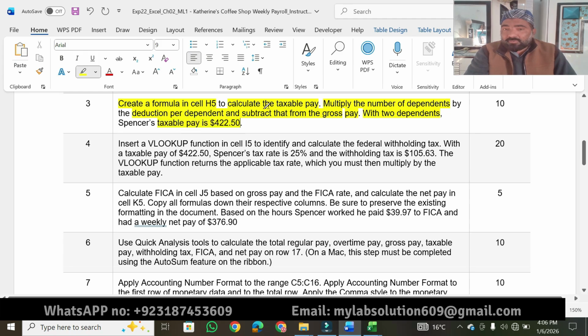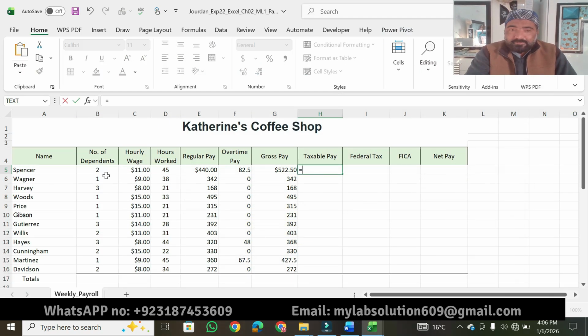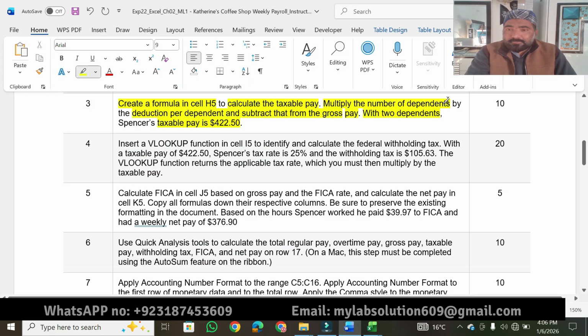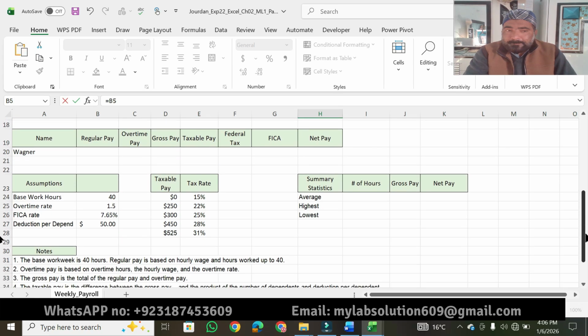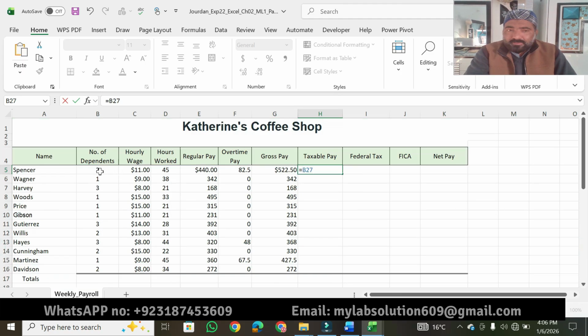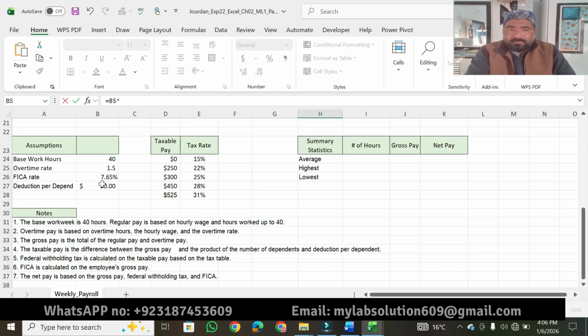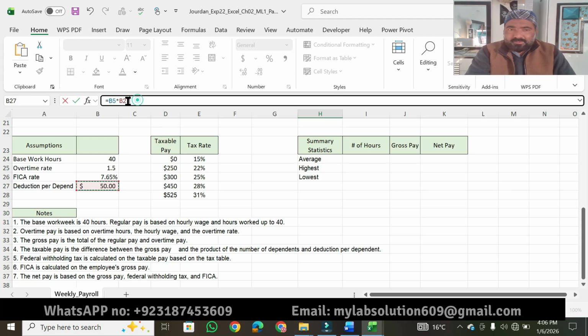Okay, so now we have to calculate taxable pay. Multiply the number of dependents by the deduction per dependent, this one. First we have to multiply this one by the deduction per dependent. We have to make that absolute.